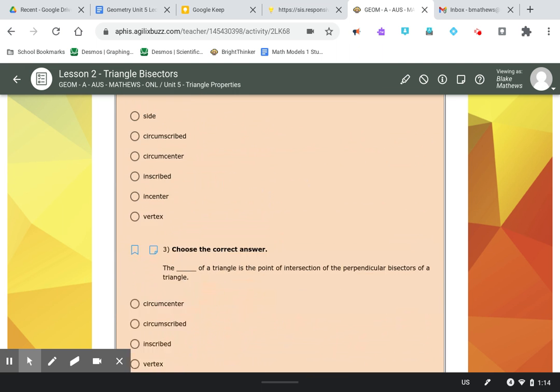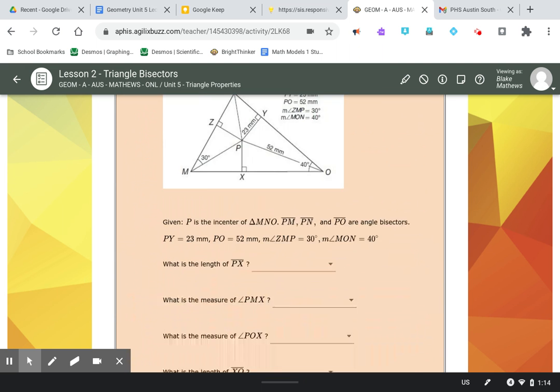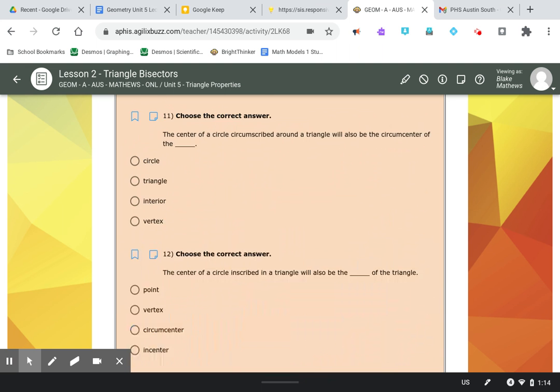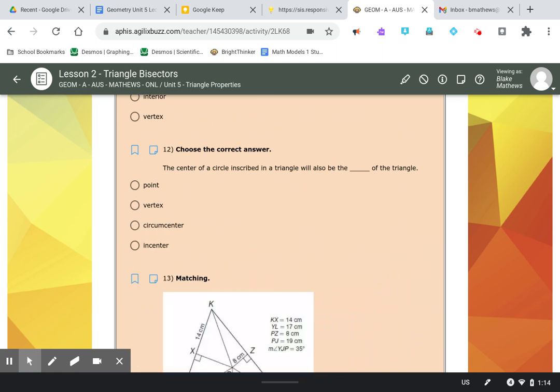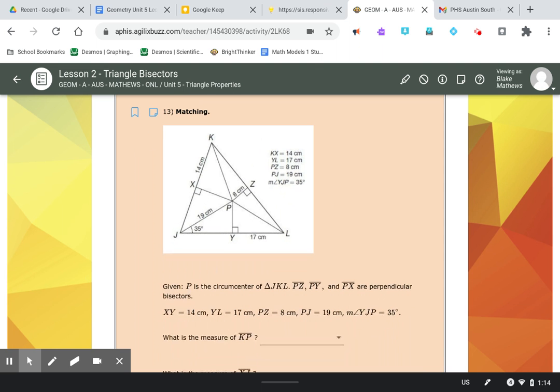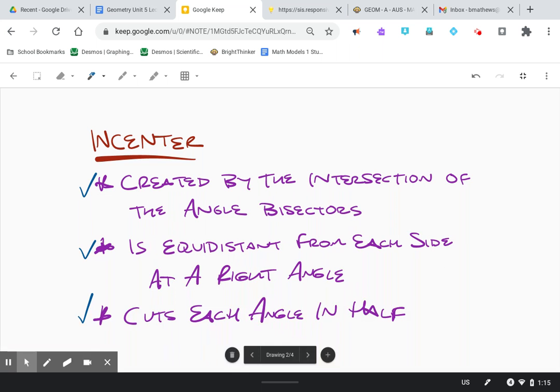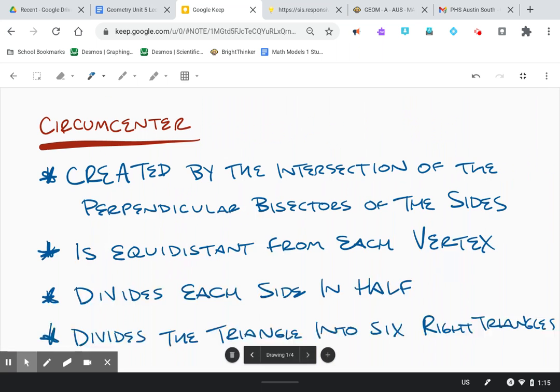So questions number 2 through 12 is all vocabulary. So use the vocabulary from the lesson to answer that. Make sure you're making good notes of those so you can have them for the test. Then we get this one right here. It says P is the circumcenter. Okay, let's take a look back at circumcenter and make sure we know all the info we need about circumcenters.